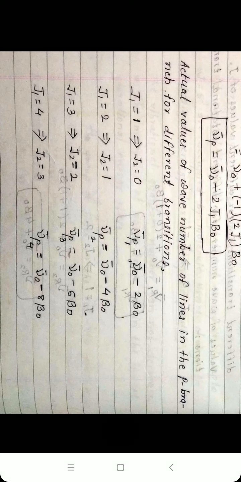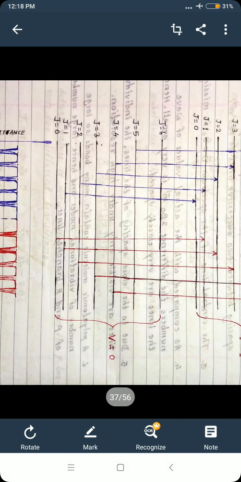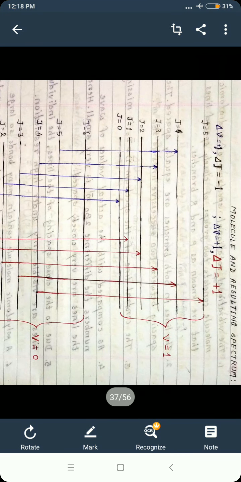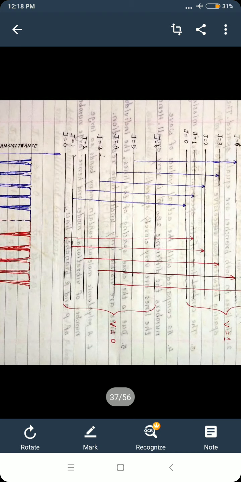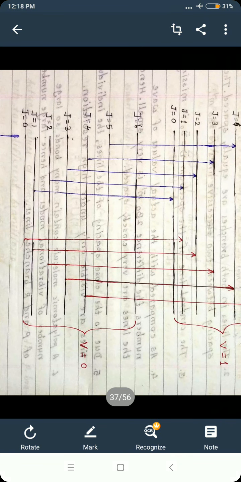This one is the first P line, second line, third line, and fourth line. The first line is also the fundamental line. If the first is fundamental, then mu bar P2 is the first line, mu bar P3 is the second line, and so on. Then if we consider the diagram showing the transitions, these blue lines indicate the P branch lines, shown by blue ink, and the R branch is shown by red ink.